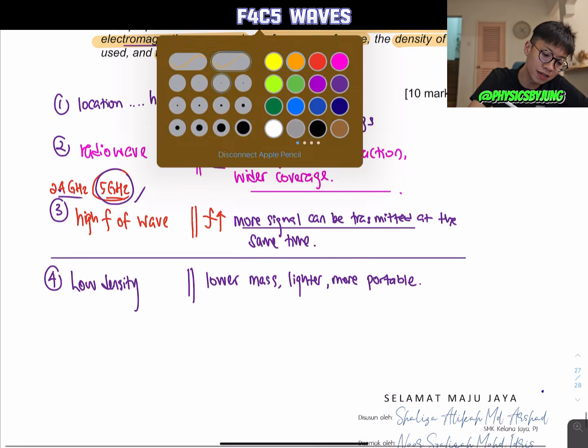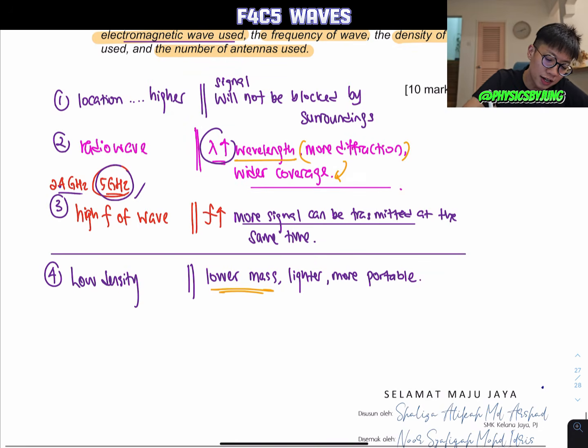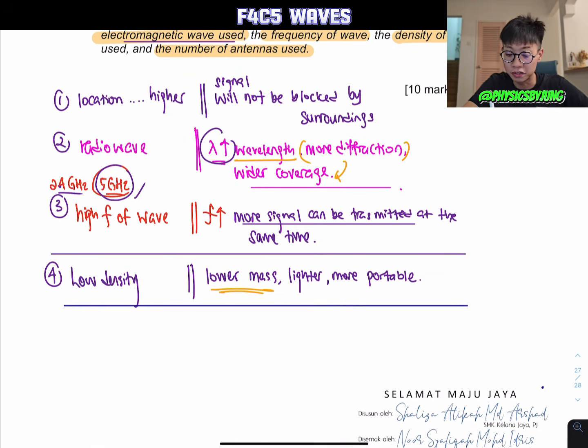So remember, you must have all these answers to back up yourself. Like for example, longer wavelength. Why must write more diffraction? Because more diffraction will explain that this is wider coverage. So these two answers both must be written. Okay, so that your answer is more complete. Okay, remember Jung Hao's schema is very strict. So SPM would be strict, but mine is even more strict.